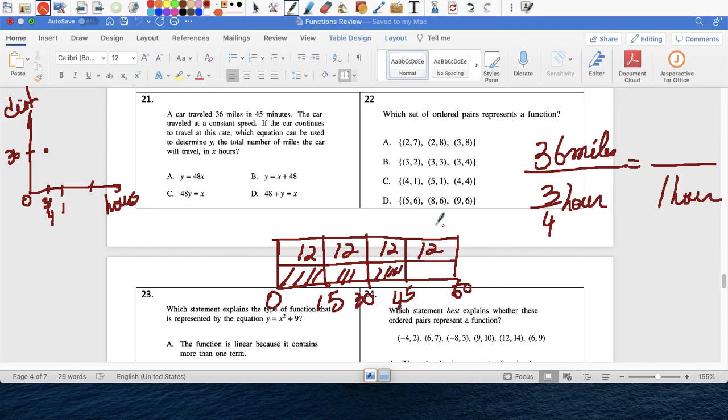So in 1 hour, how many miles does it go? Well, 12 times 4 is 48. So that would be one method you could have done. Or you could have found the unit rate. How do you do this?